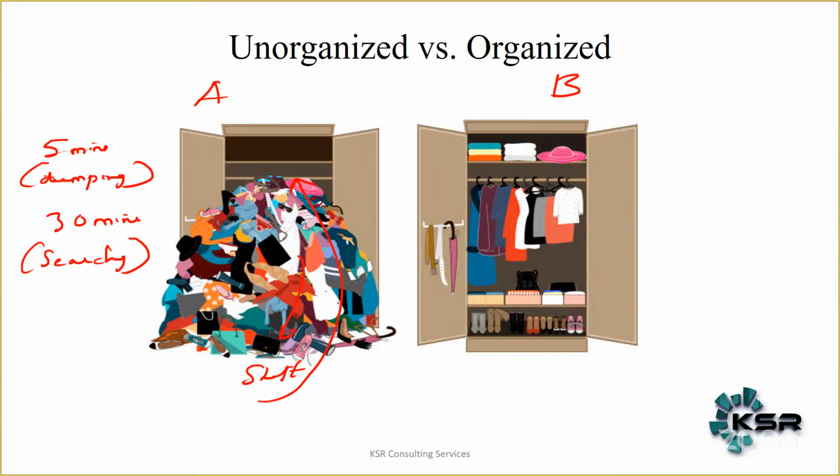Now, every time I want to search a shirt or umbrella or shoes or socks, I will have to pull out everything. Literally, I will be wasting 30 minutes of time for searching. But after I pick one shirt, I can dump it within 5 minutes. Now, this is the beauty of A. Now, let's come to B.